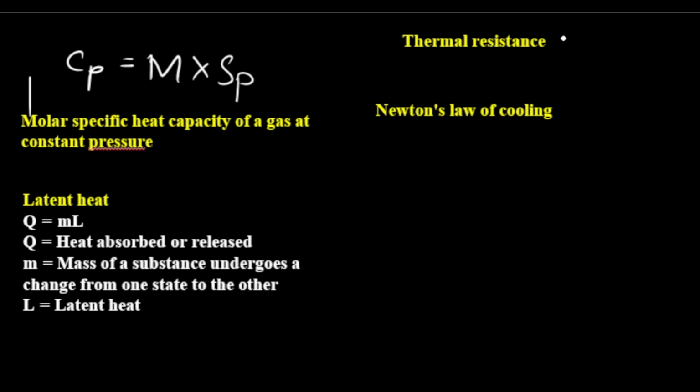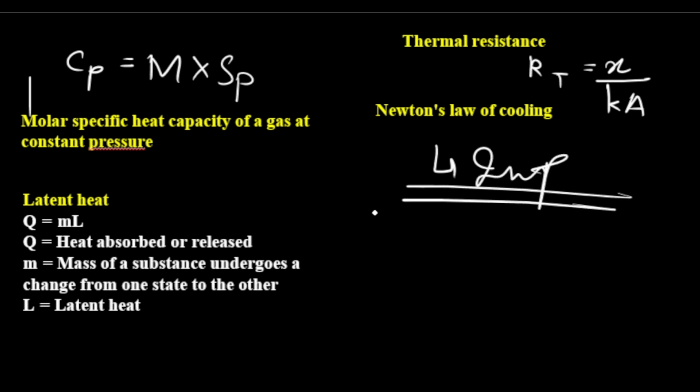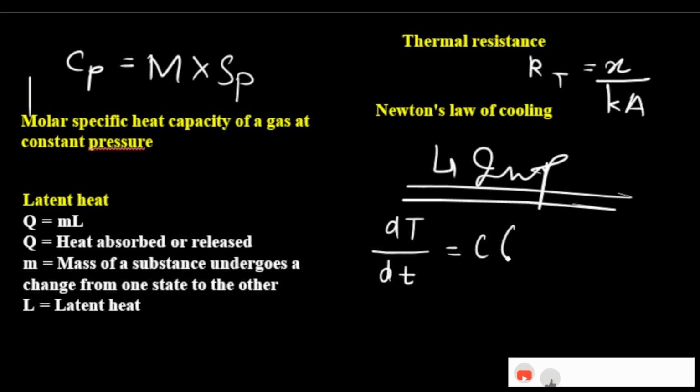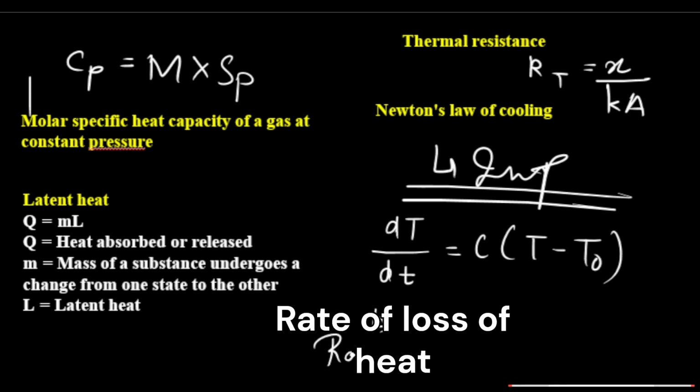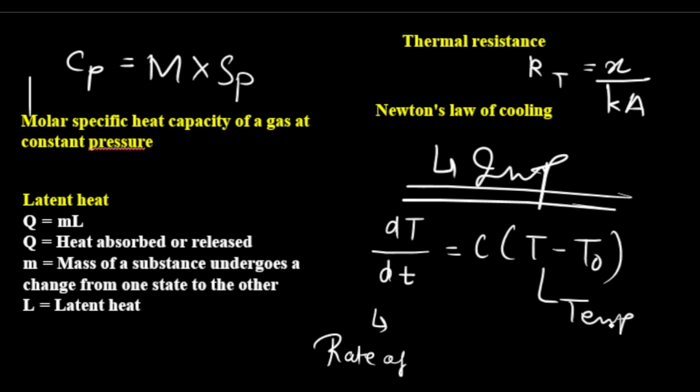Now thermal resistance Rt is equal to X divided by K into A, and Newton's law of cooling. This is also important, remember this, questions can be asked on this. So dT divided by dt is equal to C into (T - T naught). Here dT by dt is the rate of loss of heat, T minus T naught is the temperature difference, and C is a proportionality constant.